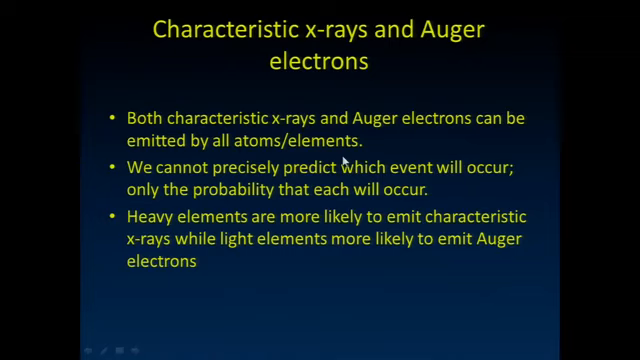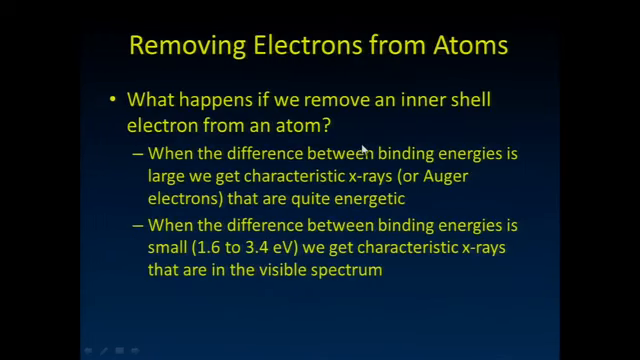We can't predict precisely which event will occur, but we do know, for a particular atom and imparting a particular energy on it, the probability that each will occur. Heavier elements tend to be more likely to emit characteristic radiation, while light elements are more likely to emit Auger electrons. Again, important to us because as biologic tissue, we're predominantly made out of lighter elements.